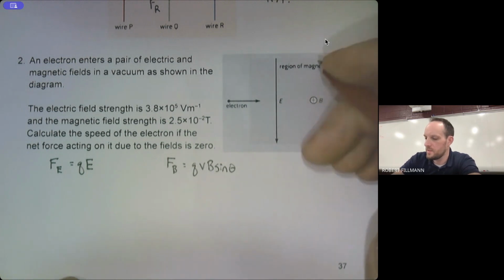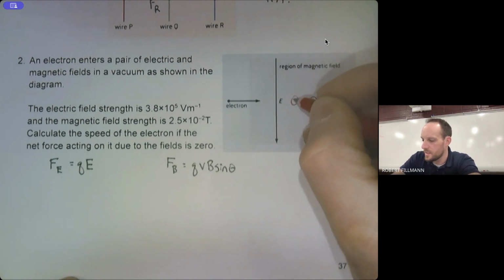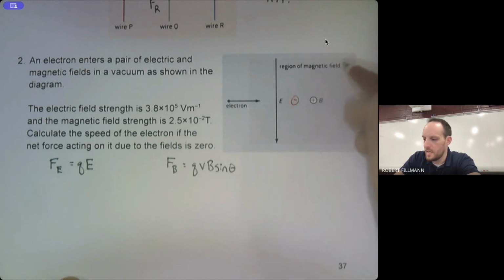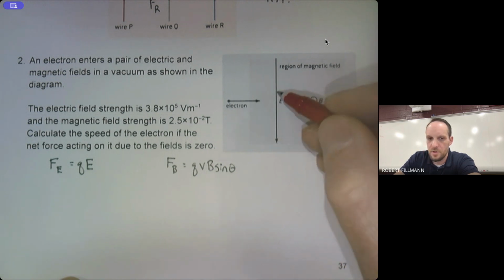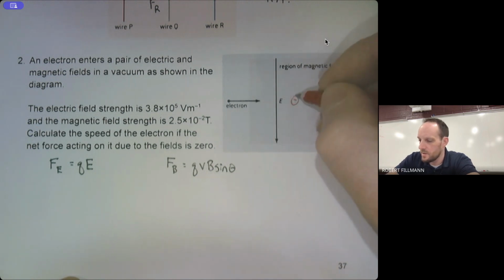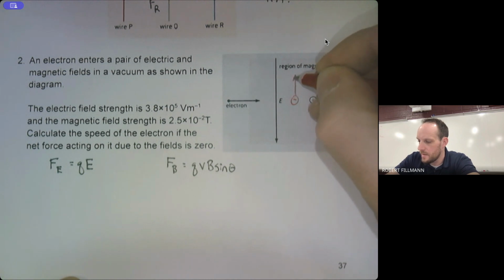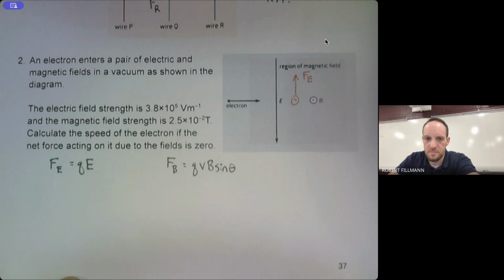The electron comes into the field. Here's my electron. The electron is heading to the right. There's an electric field that points downward. Now the electric field shows which way positive charges get a force, so the electron's going to get a force the opposite way. The electric force on this electron is to get pulled in the upward direction. And that's true whether it's moving or sitting still. It's in a downward electric field, it's going to get an upward force.